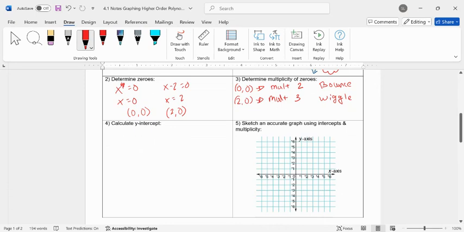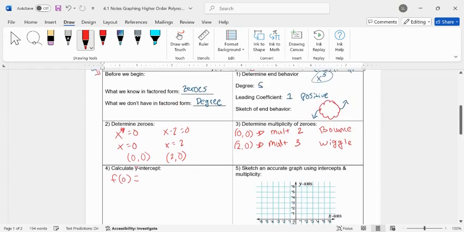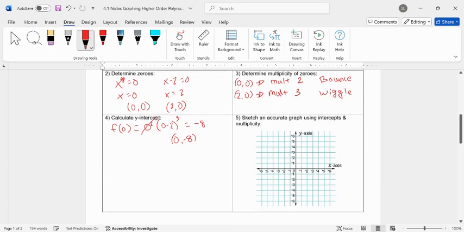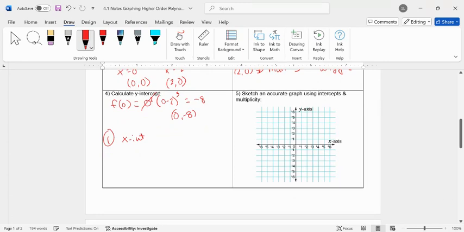Next, we're going to calculate the y-intercept. Remember, I can plug in 0 for x to get the y-intercept. So I'm going to have 0 squared times 0 minus 2 cubed. I think that's going to give me negative 2 cubed, which is negative 8. So let's go ahead and sketch. First, plot your x-intercepts. So we have (2, 0) and (0, 0).